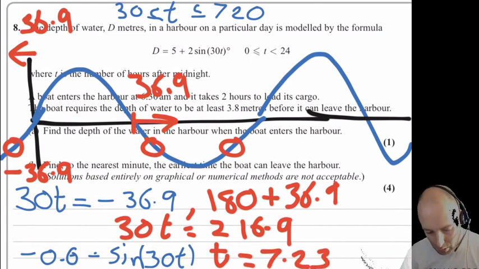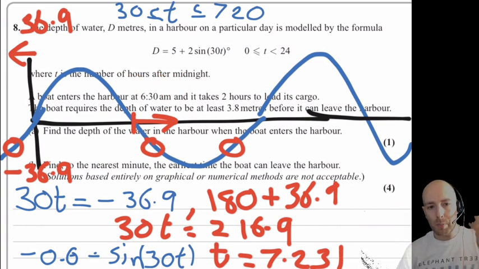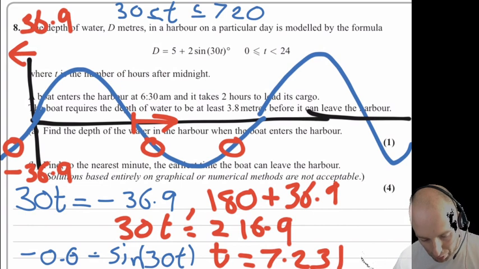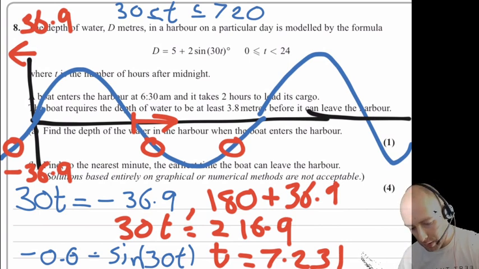Oops. So let's just read back to the question. T is the number of hours, oh dear, number of hours after midnight. So that would be 7 a.m. Our boat only arrived at 6:30 a.m. and it took 2 hours to load the cargo. So the boat's still there at that time, so that's no good. So we're going to need to find the next one as well.